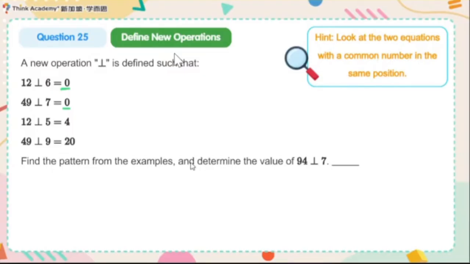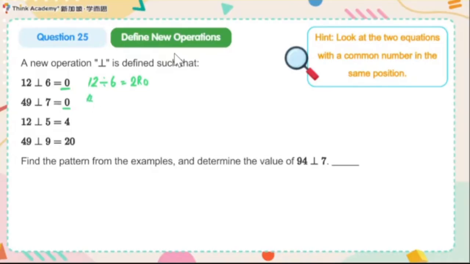12 and 6, what's the relationship? 49 and 7, what is the relationship? Can anyone tell me? I see someone already told me in the YouTube chat. What do you notice? Some of you have noticed that 12 is divisible by 6. 12 is a multiple of 6, right? When I divide it, I get 2 with no remainder, or I can say remainder 0.